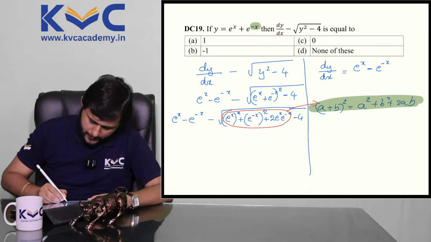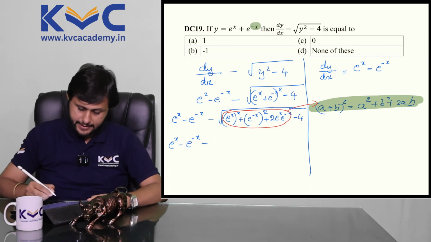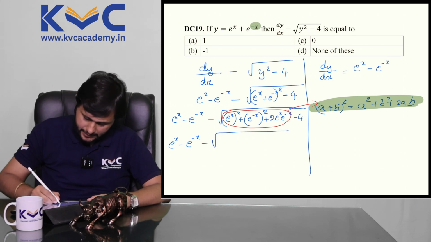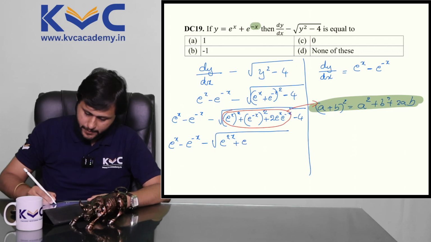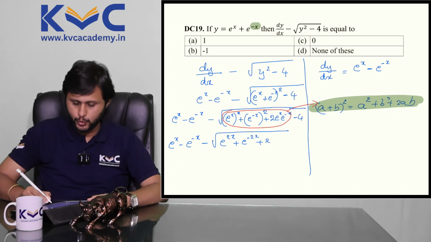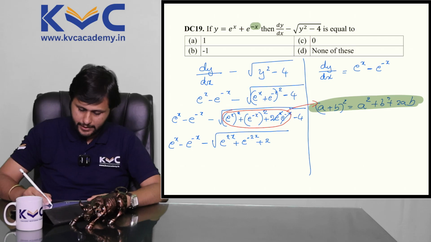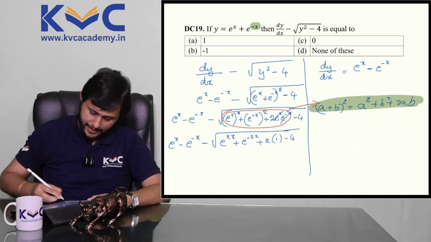Simplifying further, we get e to the power x minus e to the power minus x minus what remains inside: e to the power x whole square, that is e to the power 2x plus e to the power minus 2x. Then we have plus 2 e to the power x times e to the power minus x, that cancels, correct? So we get 1 minus 4. So we have two constants over there. 2 minus 4 is minus 2.